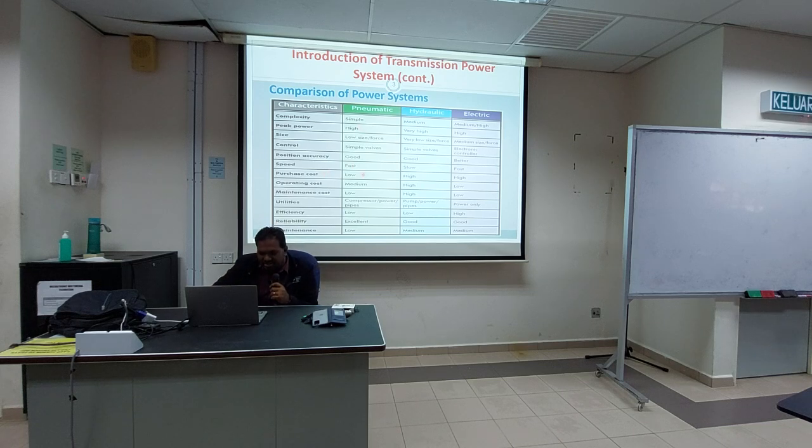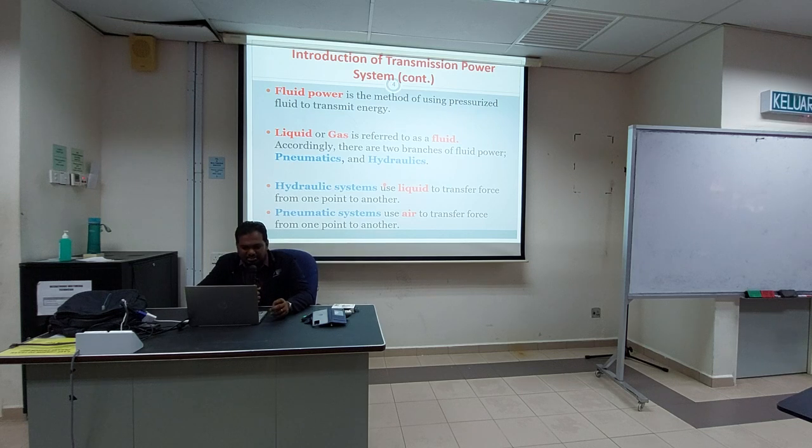So pneumatic is fast, hydraulic is very slow, and electrical is also fast. Okay, dari segi cost, pneumatic low, hydraulic is very high. Okay, dari segi maintenance lah. Whatever things kalau rosak, you nak ganti tu, dia payah. So what else? You boleh baca dan compare. Kalau I go in detail, will take a lot of time. So kalau you ada apa-apa soalan berkaitan dengan comparison, you boleh tanya saya.